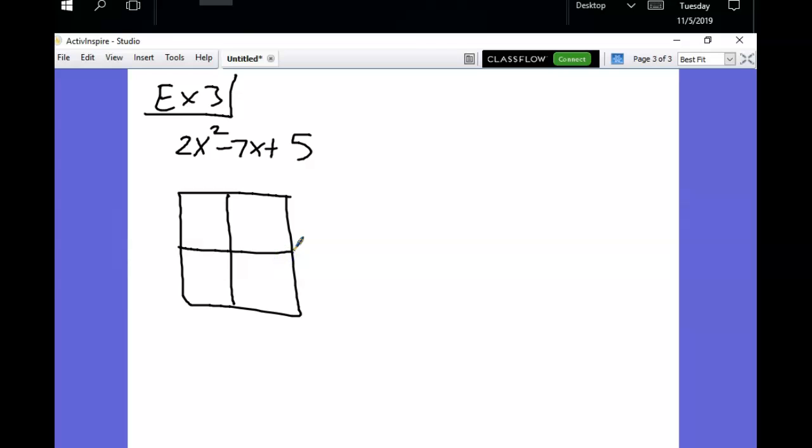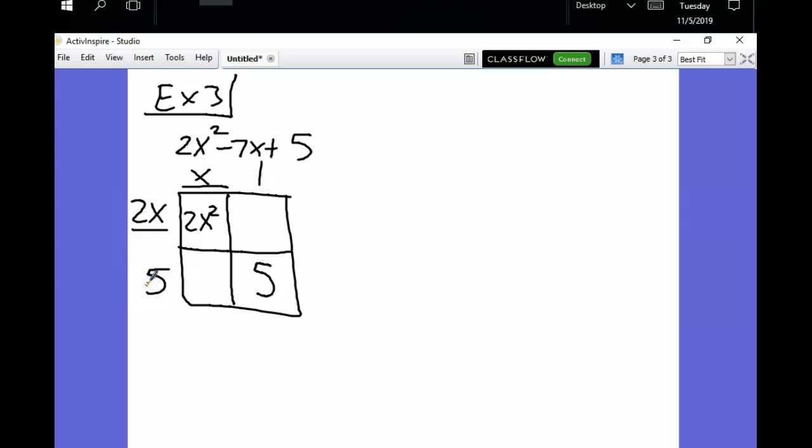So here's how the box method works. First term, top left. Last term, bottom right. Correct? Now we find the numbers that work. So what times what makes 2x squared? 2x and x. What times what makes 5? 1 and 5. Okay, so where should I put the 1 and where should I put the 5? Any thoughts? The one on top and the five on the bottom.